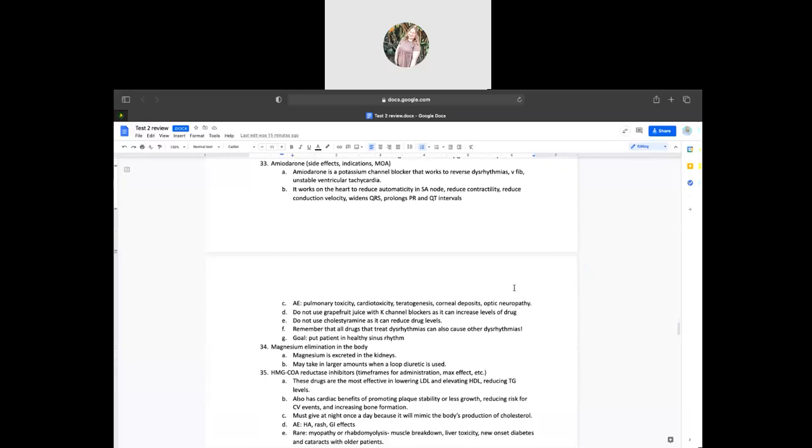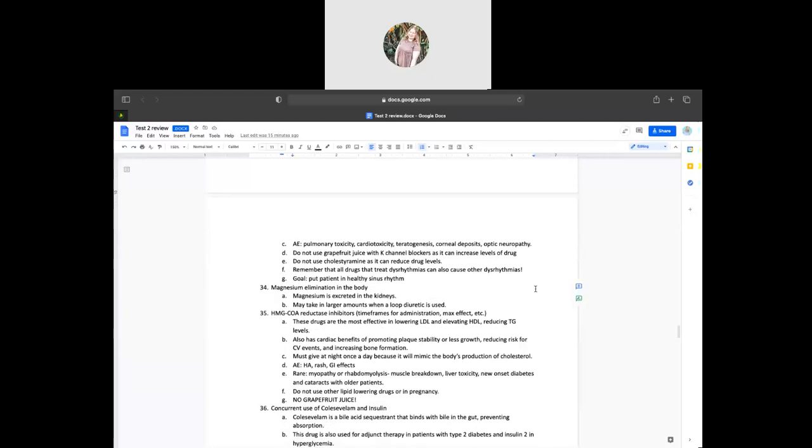Next we have amiodarone. Amiodarone is a potassium channel blocker used to reverse dysrhythmias, ventricular fibrillation, or unstable ventricular tachycardia. It works on the heart to reduce automaticity in the SA node, reduce contractility, reduce conduction velocity, widen the QRS complex, and prolong the PR and QT intervals.